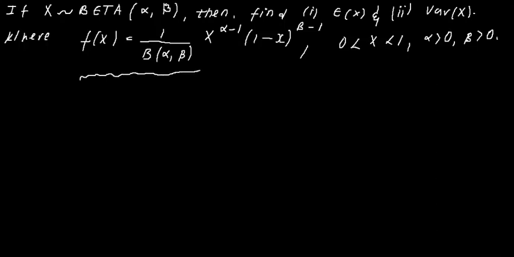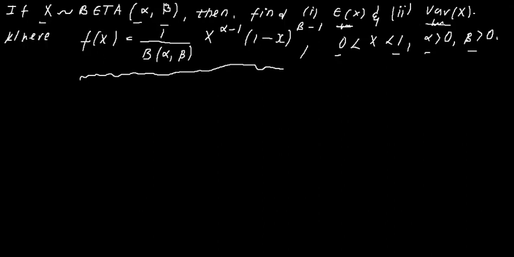If this is a distribution of x, where x follows the beta distribution with parameters alpha and beta, where x is also in the range of 0 up to 1, and the parameters alpha and beta are greater than 0 as well, we need to find the expected value and the variance. In other words, we need to derive the expected value and the variance of the beta distribution.